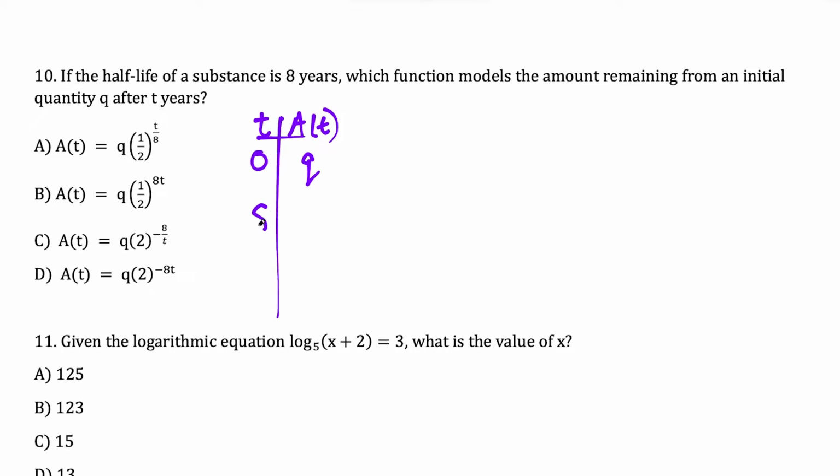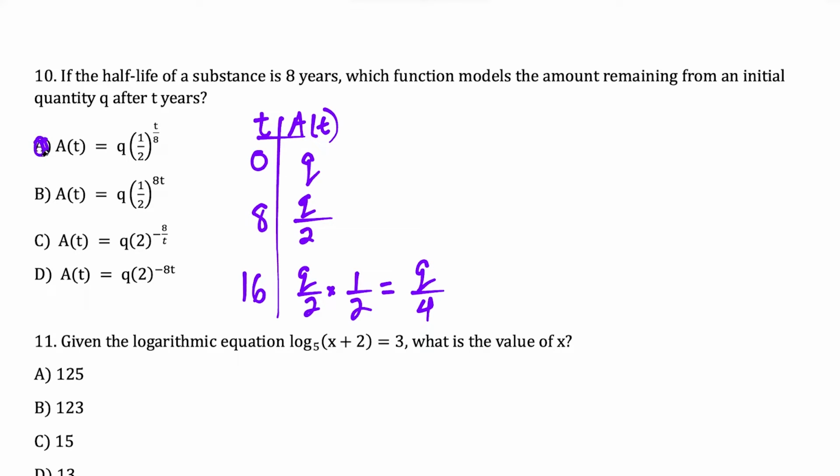And then 8 years goes by, and that's our half-life. After 8 years goes by, we're going to have half of the substance remaining from the amount we're looking at. So if we're starting out with an amount of Q, then we're going to have Q divided by 2 remaining after 8 years. And then another 8 years goes by. That's going to bring us to 16 years. And we're going to have half of Q over 2. So I could take Q over 2 and multiply by a half, and that's going to bring us to Q over 4. So then what I have to do here is just plug in these values of t into the answer choices and see which one gives us these matching values here in the A of t column.